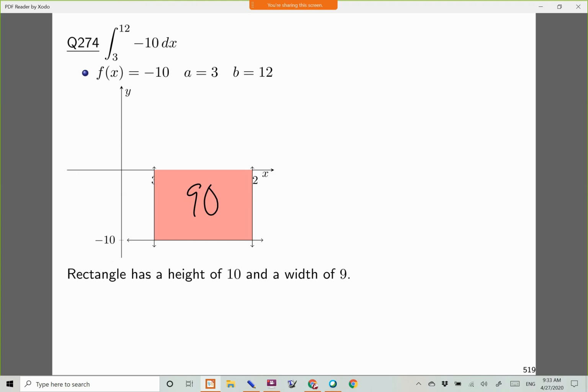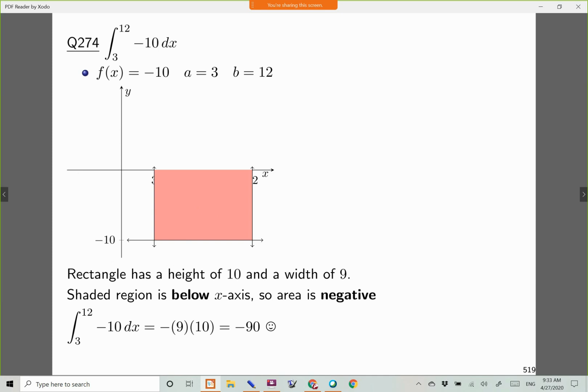I got distracted. Okay, so the rectangle's area in the sense of geometry should just be height times width, or 10 times 9, or 90. However, since the shaded region is below the x-axis, we count this area as negative. In all of these types of problems, the signed area is negative. So there's the question again from the top, but then I stuck in a minus sign and said 10 times 9 as a reminder that we're doing the area of a rectangle. So final answer, negative 90.